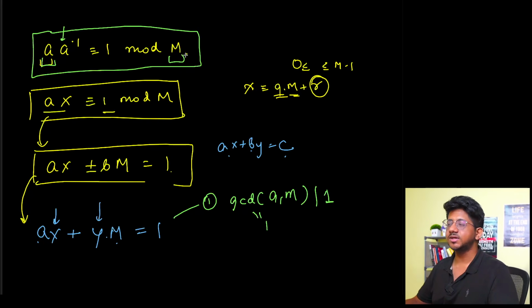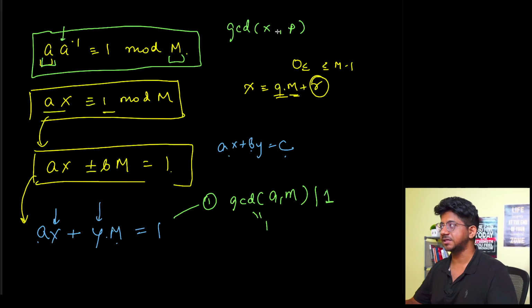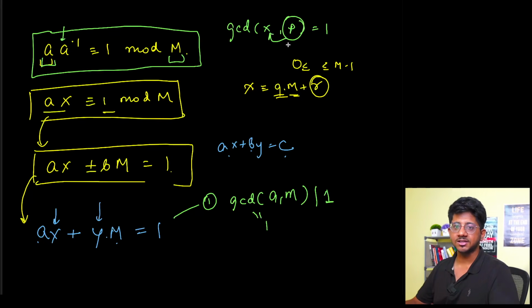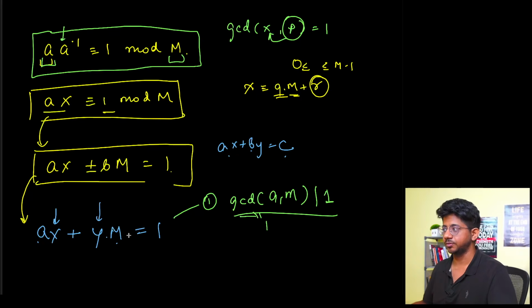Note that when m was a prime number, then the GCD of any number x with some prime number p, such that this x is less than p, is in general always going to be 1, because the prime is not present in x, right? So this is what we always got in the earlier case. So there was always a solution, but in this case, this has to be true. GCD of a comma m has to be 1.